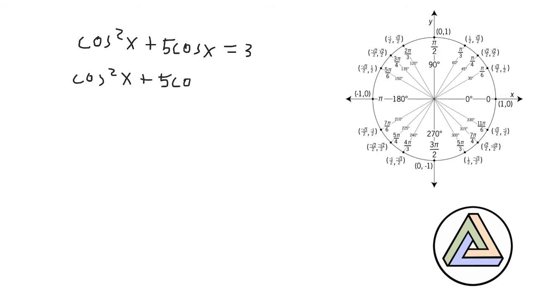Alright, so the next one is cosine squared x plus 5 cosine x equals 3. And just like before, this is almost like a replica of what we've had to do so far. We're going to create a quadratic trinomial set equal to 0, in this case by subtracting 3 from both sides. And we will use our u substitution right out the gate.